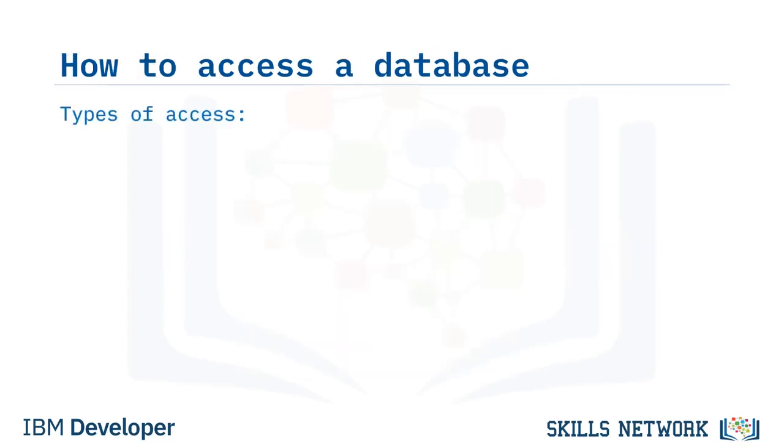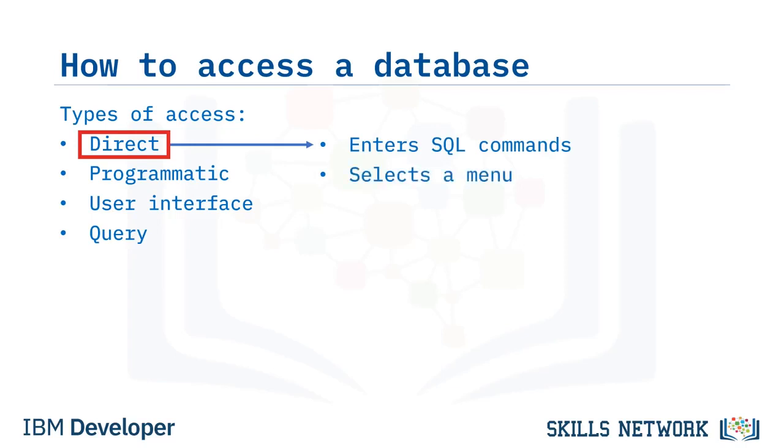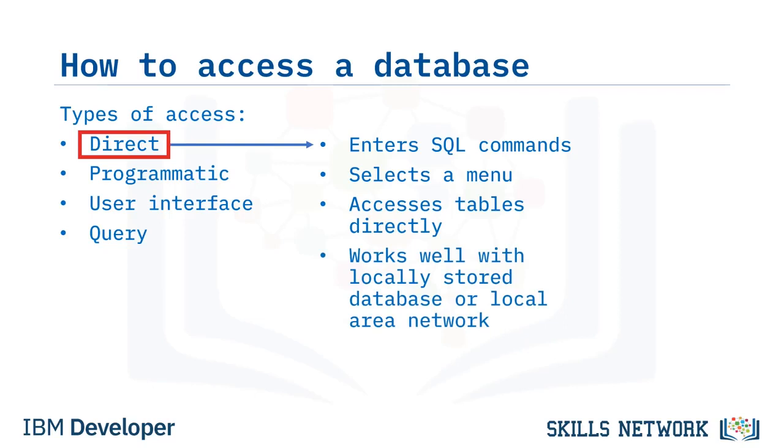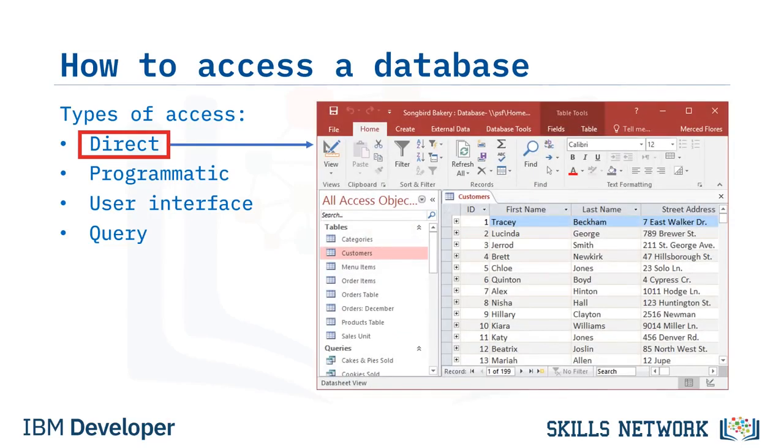A database can be accessed in a variety of ways: direct or manual access, programmatic access, user interface or utility access, and query or report builders. Direct access or manual access is when a user enters SQL commands and selects a menu to access the tables in a database. Users can directly access database tables to view or change data. Direct access works well when it only needs to be accessed by a few users and with a database that is stored locally or on a local area network. The following figure is an example of editing a table directly in a Microsoft Access database.